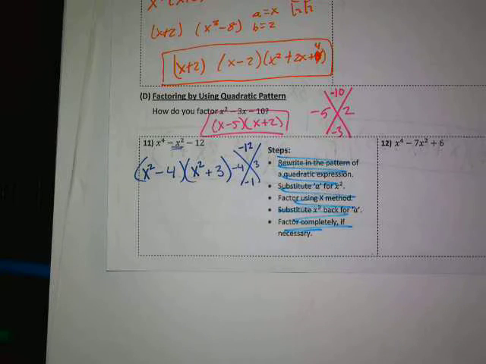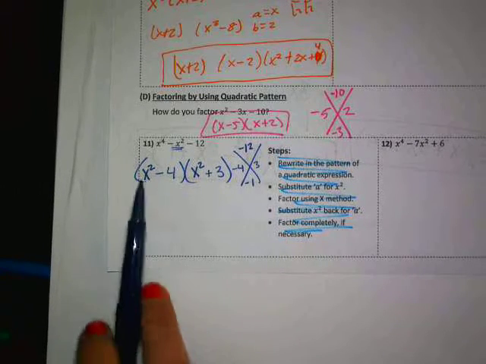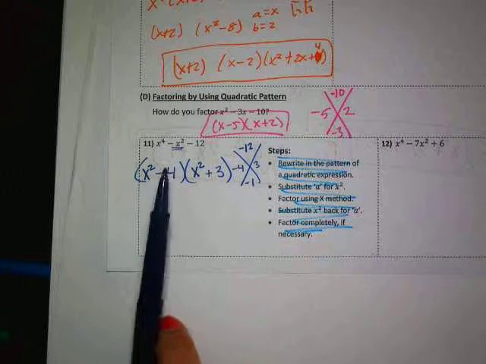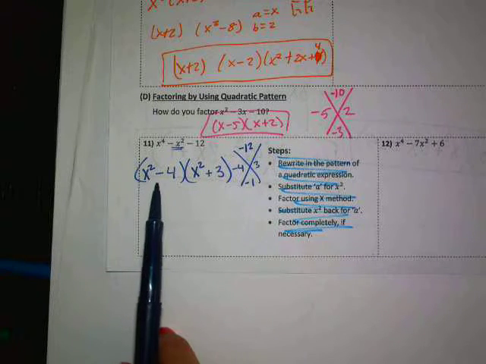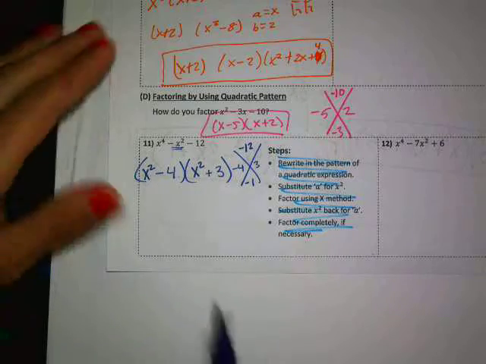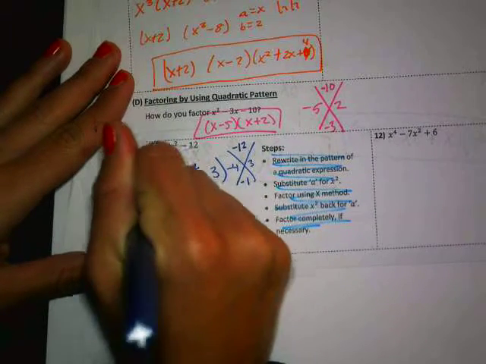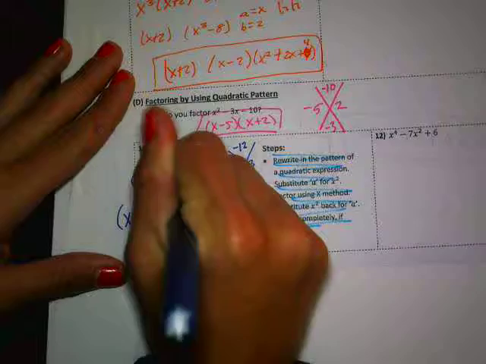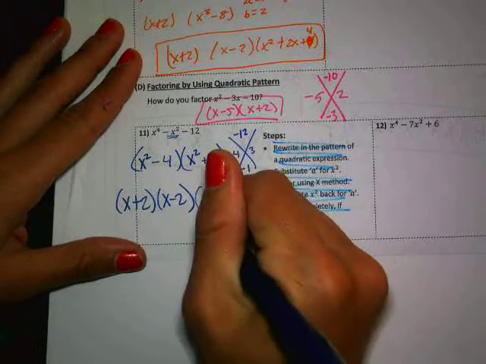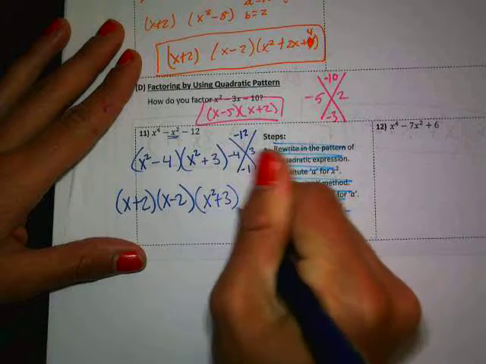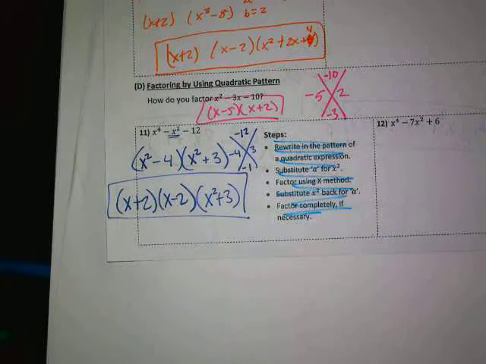And then same thing as before, just make sure you can't take it farther. x squared minus 4, is 4 a square? Yes, what number squared will give me 4? 2. So I have x plus 2, x minus 2. And then what about 3? Is that a square? No. So I'm just going to write x squared plus 3 next to it. That's it.